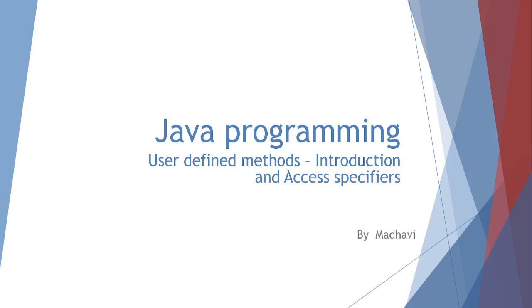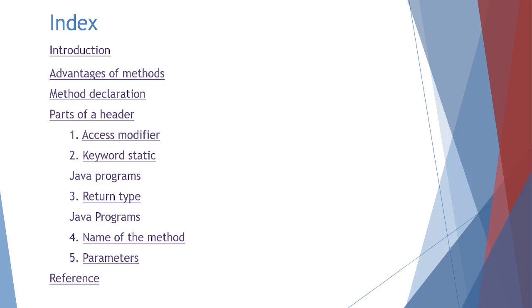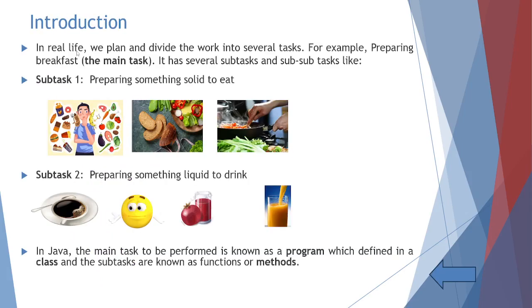In this video, I'll be explaining user-defined methods, introduction and access specifiers. Let's see the contents: introduction, advantages of methods, method declaration, parts of a header, which is access modifier, keyword static, return type, name of the method, and parameters. Let's start. In real life, we plan everything.